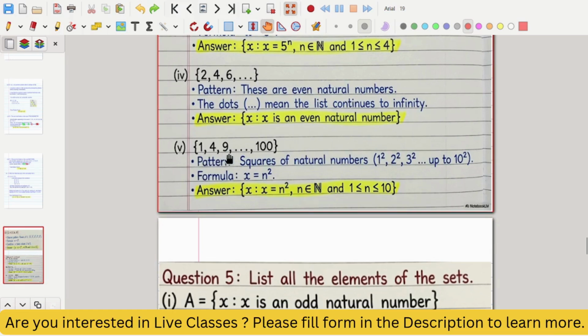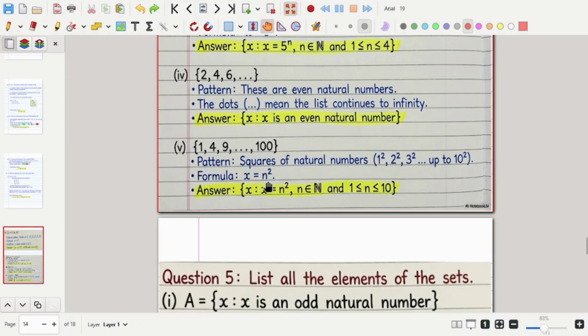1, 4, 9 up to 100. Try to find out the pattern. These are all the squares of natural numbers. 1 square is 1, 2 square is 4, 3 square is 9, up to 10 square is 100. So the formula is x is equal to n square, where x means 1, 4, 9 up to 100 and n means 1, 2, 3 up to 10.